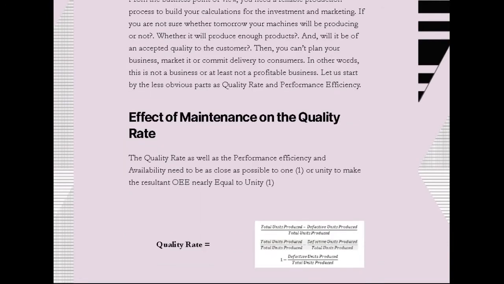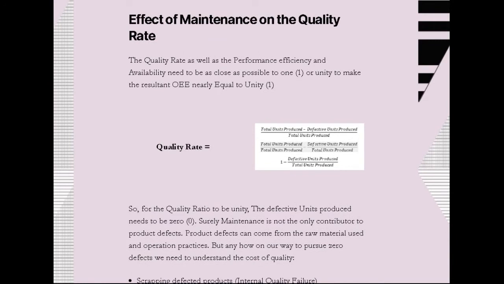When we speak about the quality rate, what we mean by the quality rate is this simple equation we can see here. That's your total units produced. You subtract from them the defective units produced, divided by the total units produced. Or it is 1 minus defective units produced over the total units produced. The target, of course, of our quality is to make our quality rate of production unity, which is 1. So this means that defective products are 0.